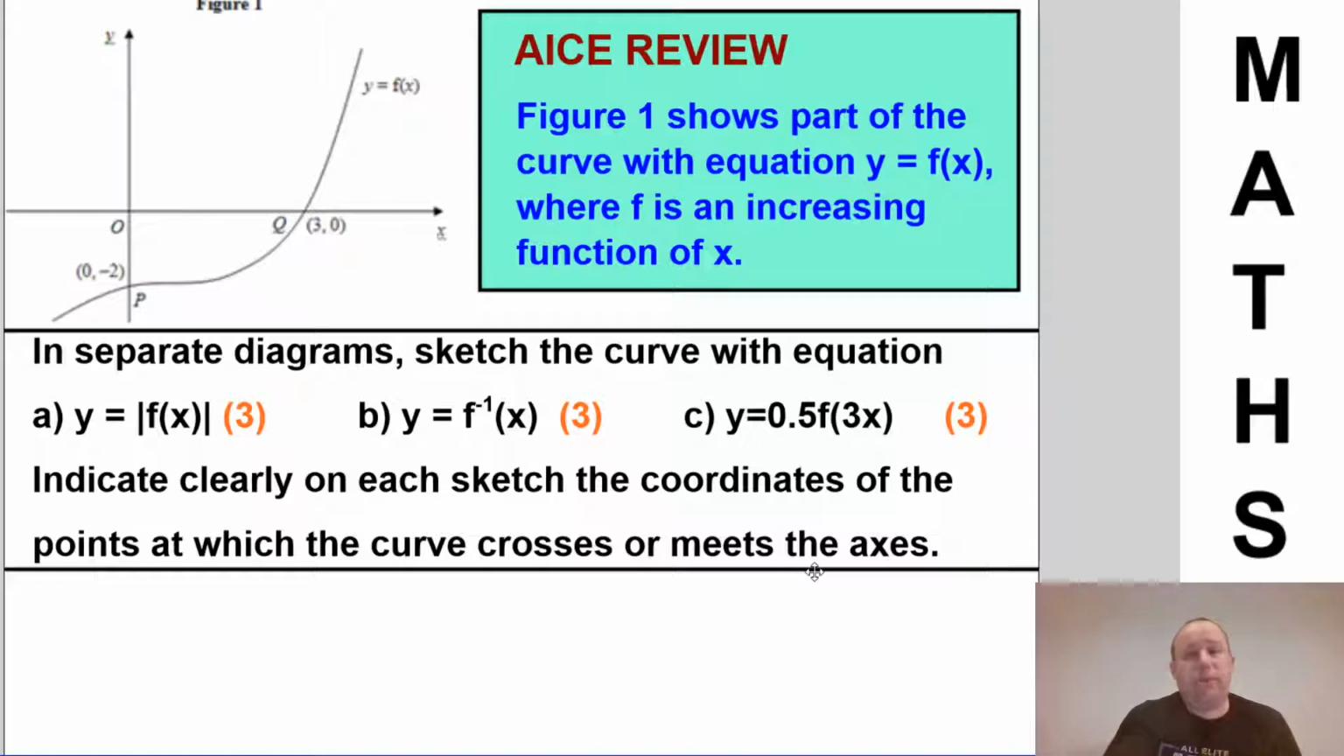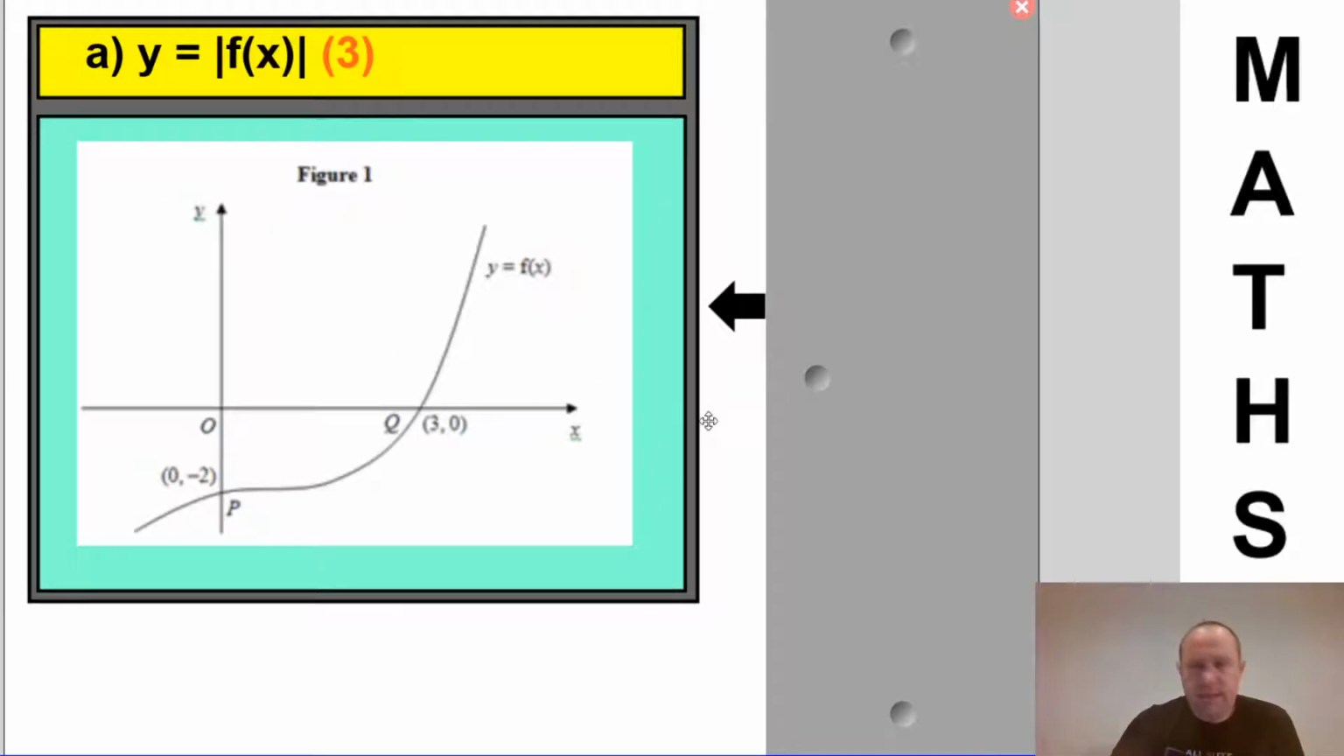You might want to pause the video. You might want to try part A and then see if you can remember how to do parts B and C. And then we'll come back and look at the actual answers for this. Make sure you read carefully. Indicate clearly on the sketch any points where the curve crosses or meets the axes. So that refers to x-intercepts and also y-intercepts. All right, let's take a look at the answers then.